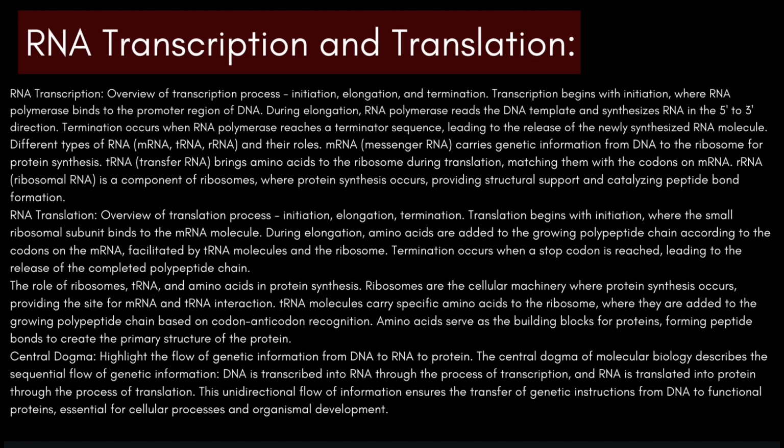Then we have RNA translation. Similar steps: initiation, elongation, termination. Translation begins with initiation, where the small ribosomal subunit binds to the mRNA molecule. During elongation, amino acids are added to the growing polypeptide chain according to the codons on the mRNA, facilitated by tRNA molecules in the ribosome. Termination occurs when a stop codon is reached, leading to the release of the completed polypeptide chain.